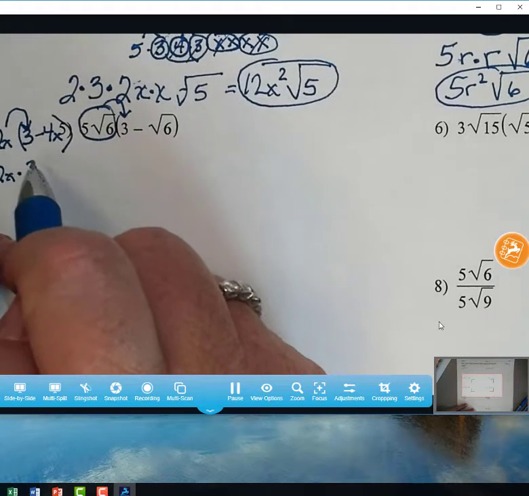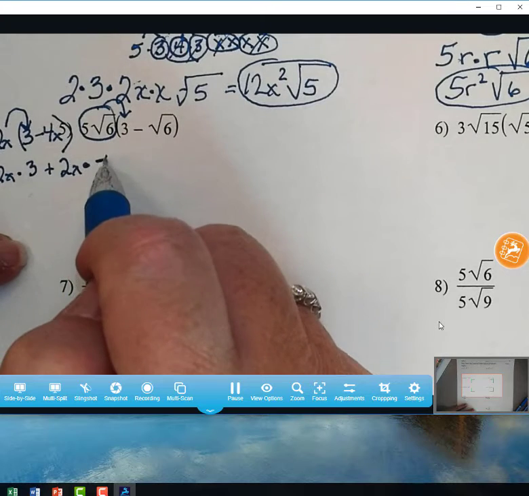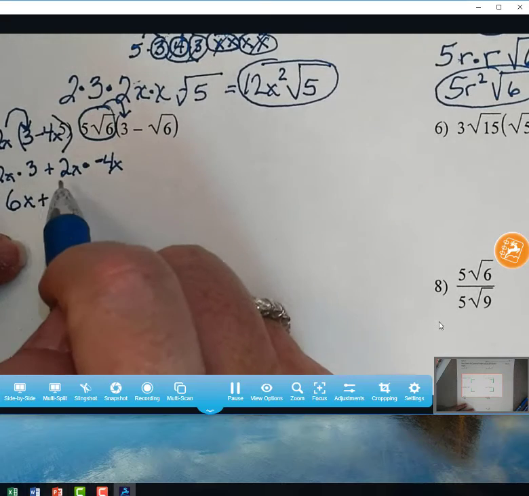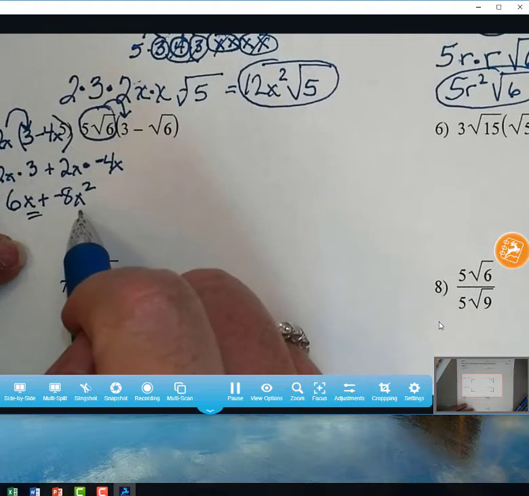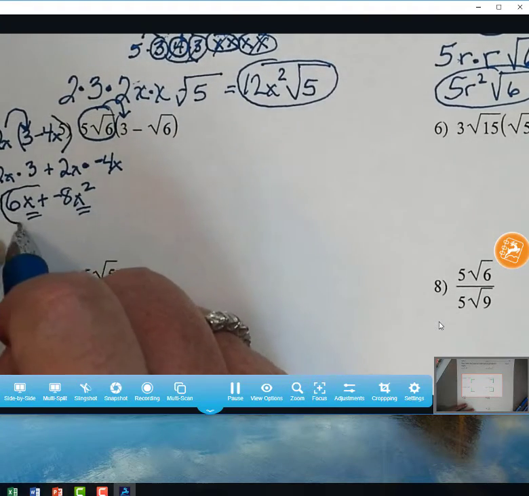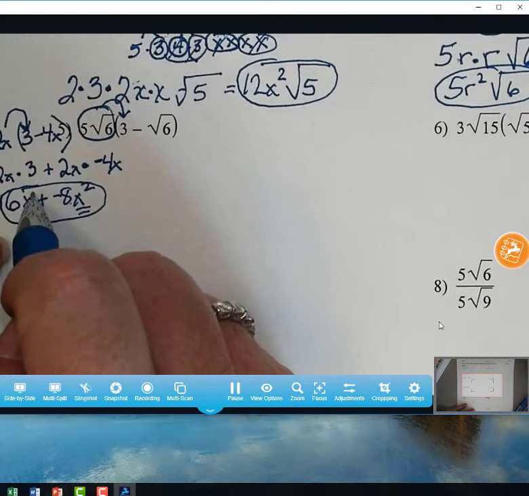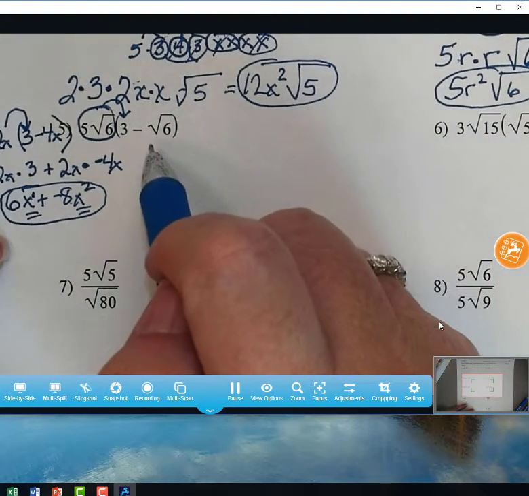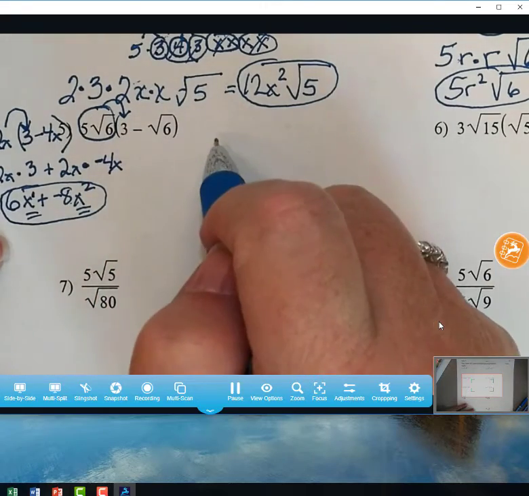And then this is a positive 2x, so plus 2x times negative 4x. And then I would have 6x plus 2 times negative 4, x times x. And these are not like terms, so I would be completely done at that point. I cannot combine these coefficients, the 6 and the negative 8, because this is x to the first and this is x squared.